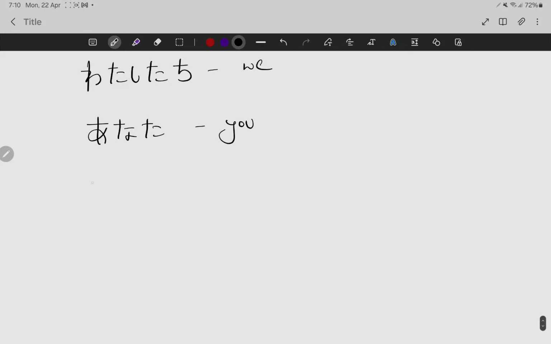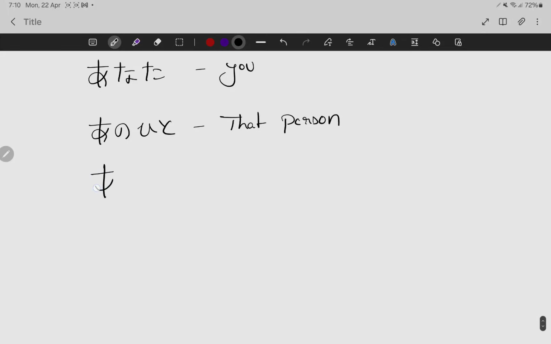Next it is anohito, that person. The more polite form is anokata, which is more polite for that person.